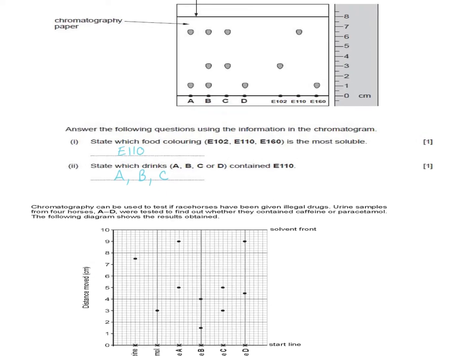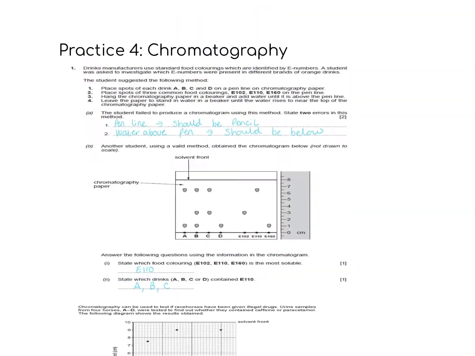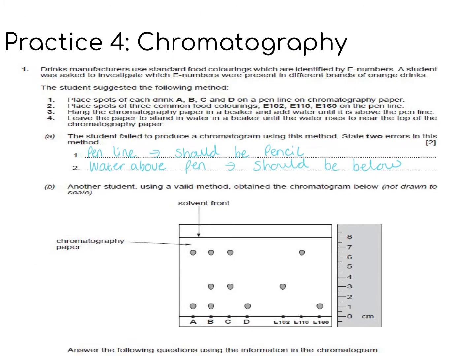Next question then, state which food colouring. That's a lie. First question's up here, chromatography. The student failed to produce a chromatogram using this method. State 2 errors in his method. The first one is he used pen instead of pencil, should be pencil. And then you should always start the water line just below the pencil line, not just above.